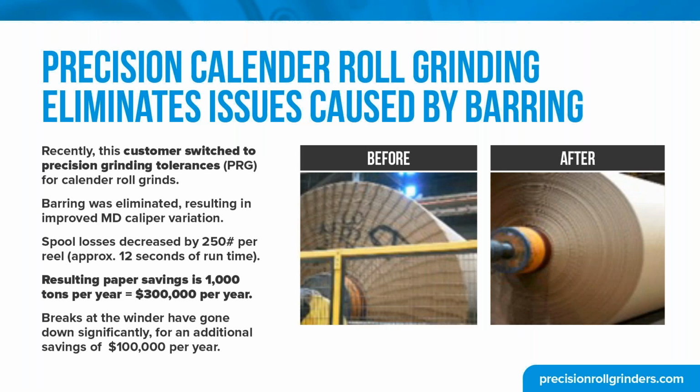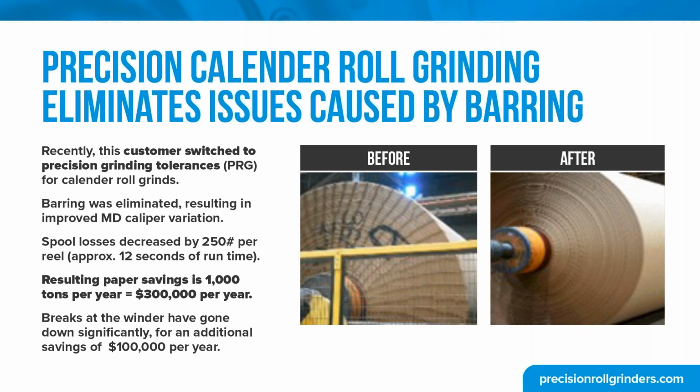If you grind your rolls to a precision grinding tolerance, the barring can be eliminated. So here's an example. This customer switched to precision grinding tolerances. PRG ground their calendar rolls. Barring was eliminated. Their MD caliper variation improved significantly. And you can see it in the photos. The radial lines are now gone from the side of the reel.